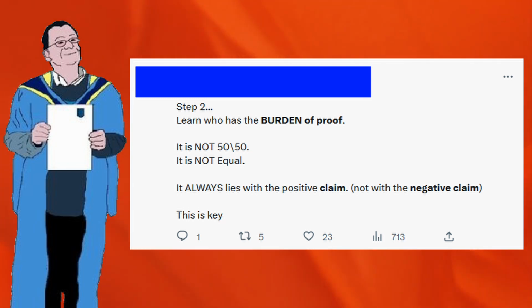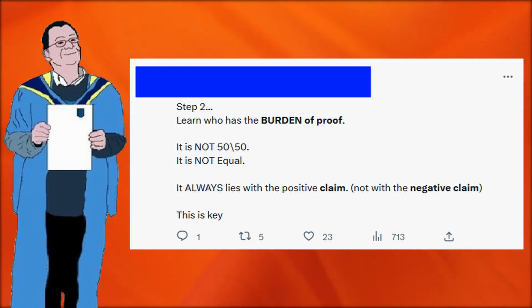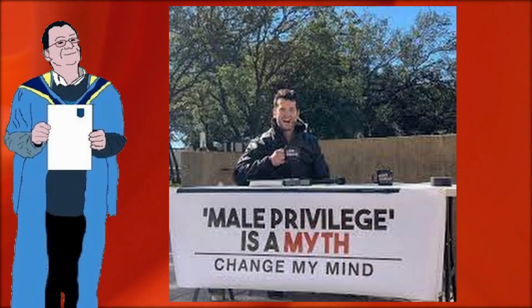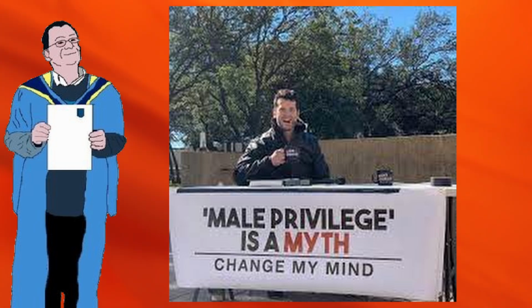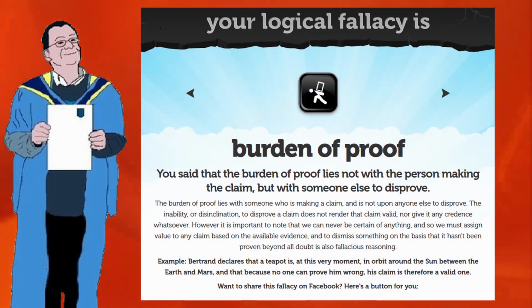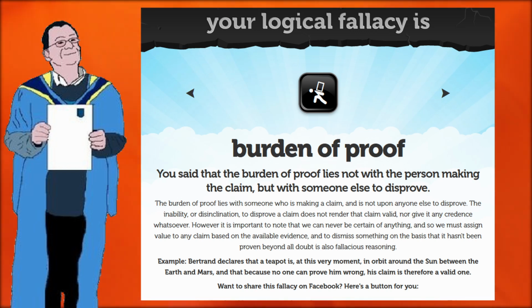Shifting the burden of proof happens when one person makes a claim, and then rather than supporting that claim with an argument, the person tells their interlocutor to prove them wrong. Imagine something like the Steven Crowder meme. This one here, in fact. Crowder often sets up a table with some display of some argument on it, and then follows that with "change my mind." This, in essence, is a shifting of the burden of proof fallacy in action. It's making a claim and then asking the other person to prove it wrong or disprove it.